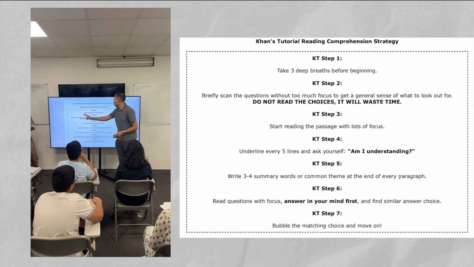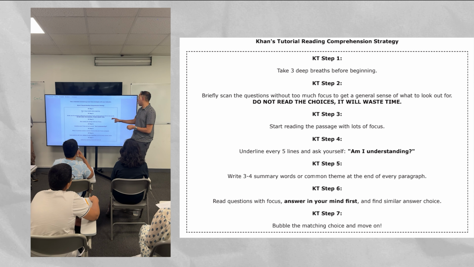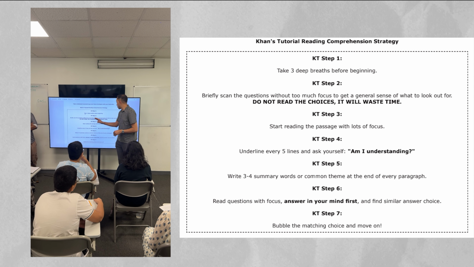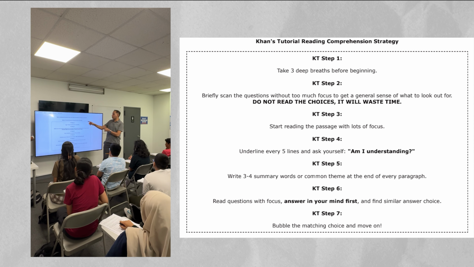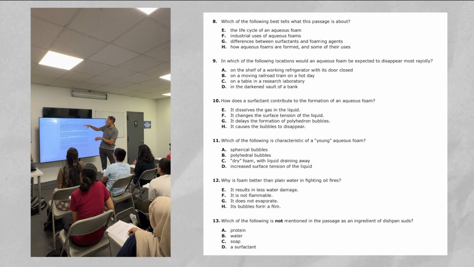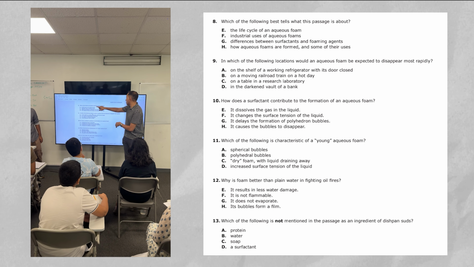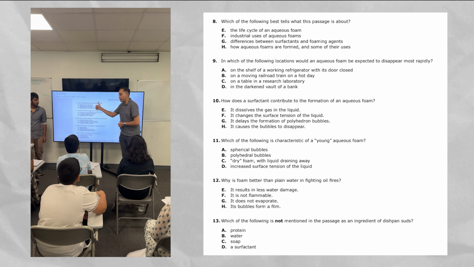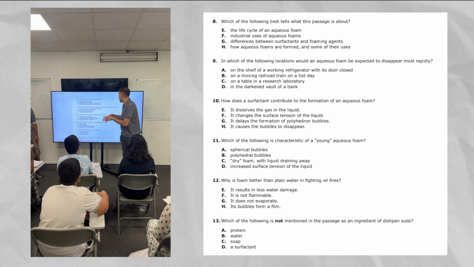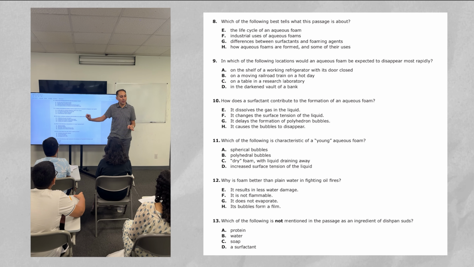Step 2, briefly scan the questions without too much focus to get a general sense of what to look out for. Do not read the answer choices, it will waste time. We're going to quickly go to our sample questions for today's exercise, and then we're going to skip the passage and go straight to the questions: which of the following best tells what this passage is about, and which of the following locations would an aqueous foam be expected to disappear most rapidly, so you have a good idea of the types of questions.